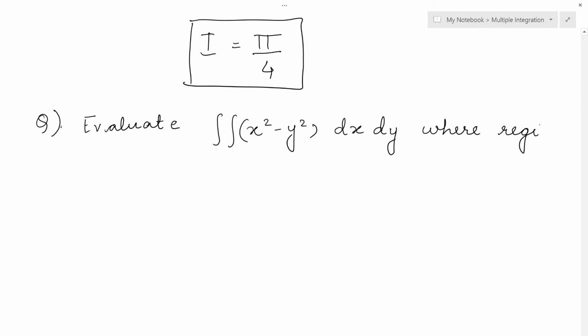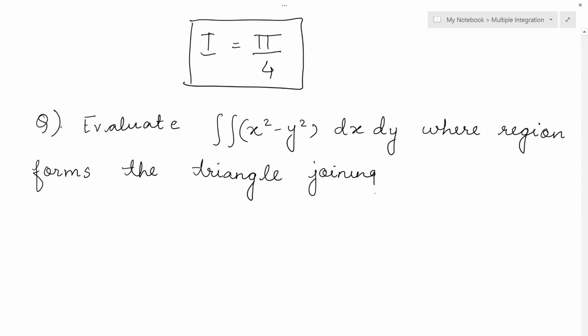where the region forms the triangle joining the points. So now the region is a triangle that is given, but we don't know the curves. Usually what happens is when we consider a strip, we have to consider the curve. Here the curves are not given, points are only given. So the points are 0, 1, 1, 1 and 1, 2.